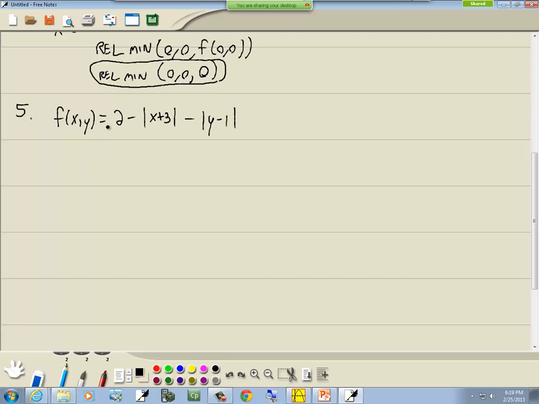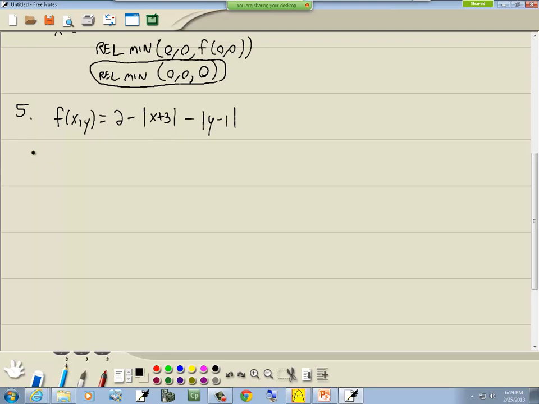Now, the book kind of implies that some of these you can just look at and you can see what the point is. And you can. When you think about what the absolute value does, it makes whatever's inside positive, or it can be 0. So no matter what, this is going to be 0 or positive. So the highest value it can be is 2 minus 0 minus 0 at x equals negative 3 and y equal to 1, which is going to be a relative max.